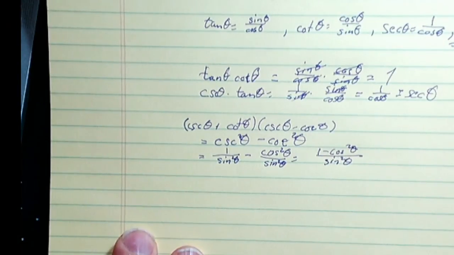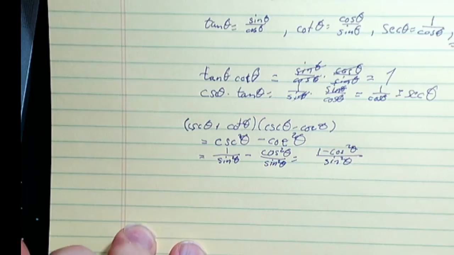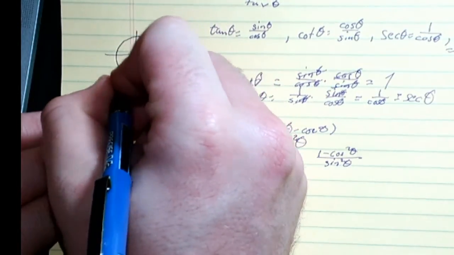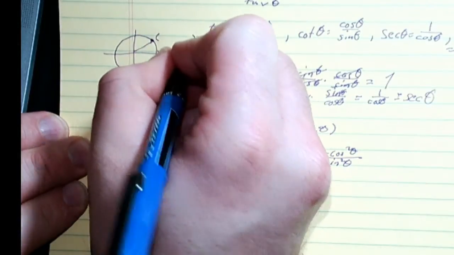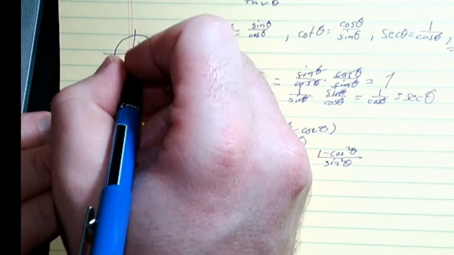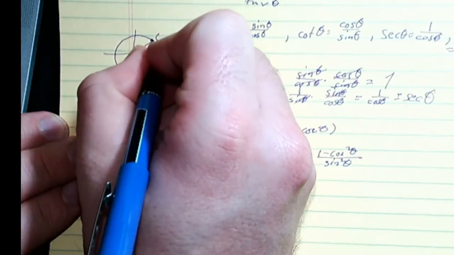And now here's the one trig identity that really is worth memorizing. Remember, cosine and sine are defined in terms of the unit circle. We define cosine and sine to be the x and y coordinates, respectively, of a point on the unit circle at angle theta.